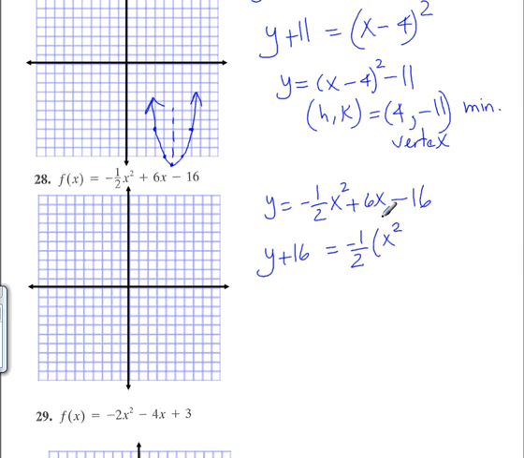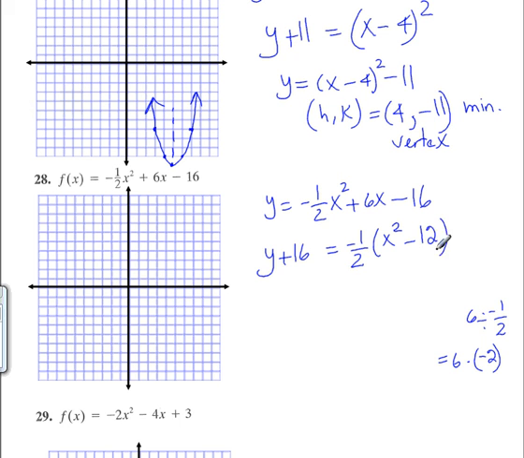And when you factor out the negative 1/2, you're going to divide 6 by negative 1/2. Let's show you over here, 6 divided by negative 1/2. Dividing by negative 1/2 is the same as multiplying by the reciprocal, so negative 2 over 1. So this will be negative 12.